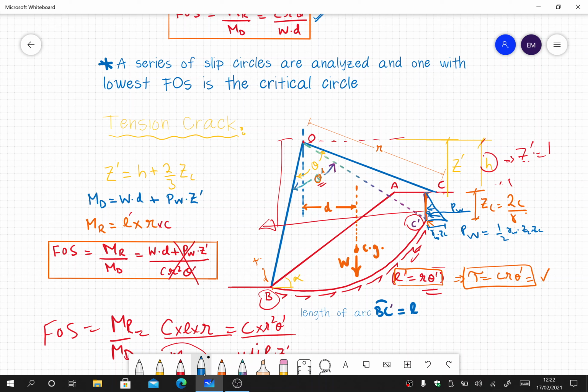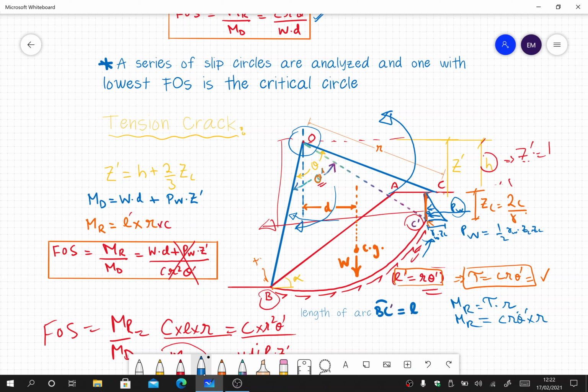Now to find the moments, if we pay attention, the weight into the distance moment is acting in this direction as compared to the center of the circle, and this PW is also acting in this direction. That means this water force will add up in the disturbing moment. The resisting moment is the same. If I calculate the resisting moment, it will be shear strength into the radius r, because it is acting in this direction. So the formula of the resisting moment will be CR theta dash into r.